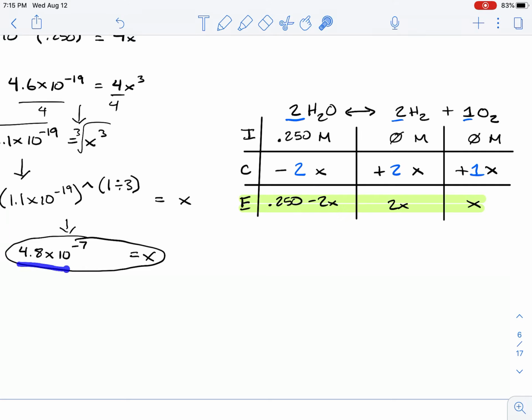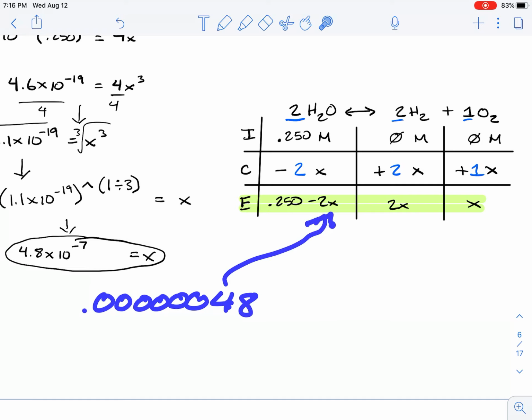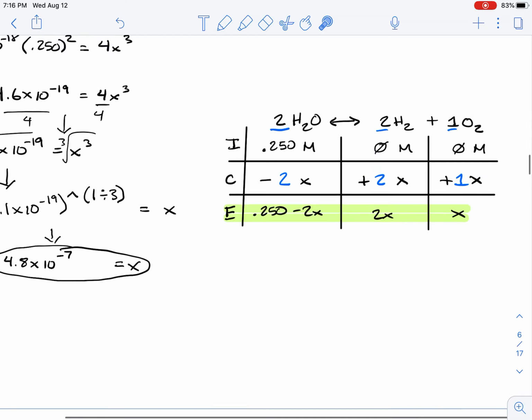Well, 4.8 times 10 to the negative 7, that's 6 zeros. So 1, 2, 3, 4, 5, 6, and then that's the seventh place. So it's going to be 0.1, 2, 3, 4, 5, 6, 4, 8. So this is a very, very, very small number. If you plug it into x, will it change the value 0.250 significantly? Let's go ahead and check that out.